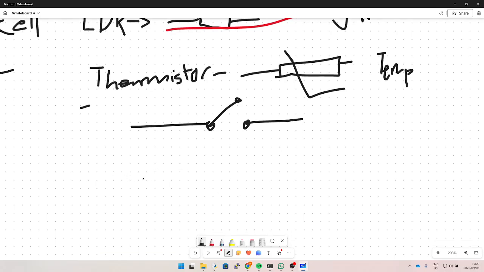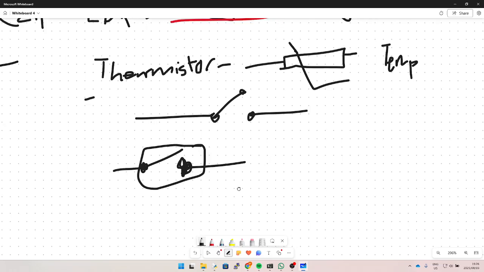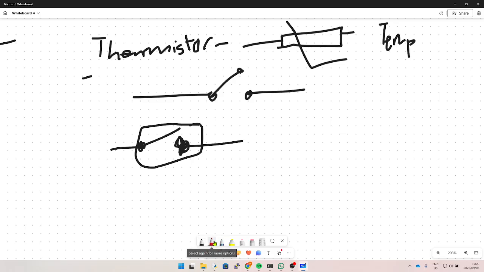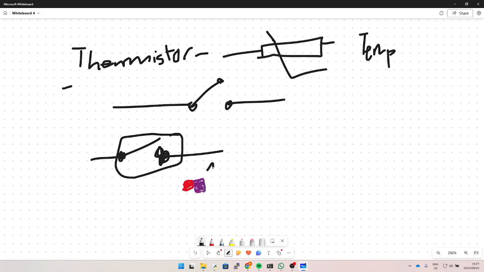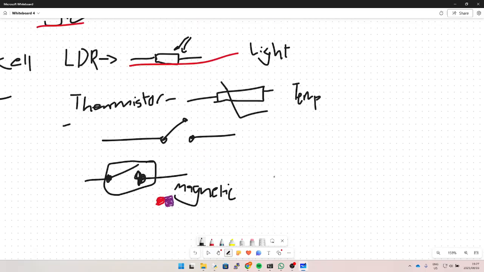Then you've got a magnetic or reed switch. This is a new one that we've done that isn't in robotics. And the symbol is this here. When you place a magnet next to it, the switch will close. So this is a magnetic-based logic. It's based on a magnet.